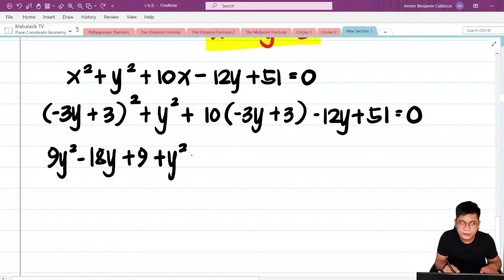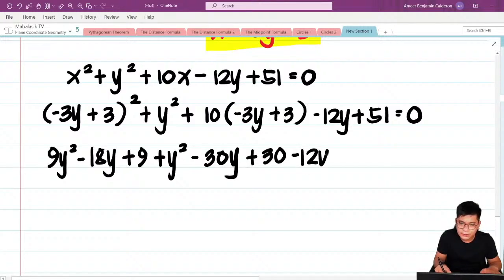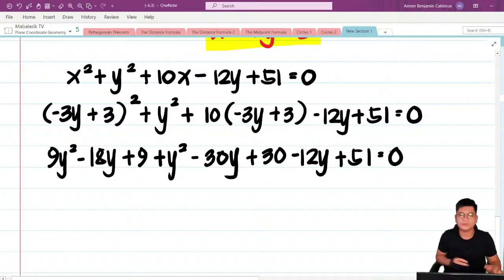So this is not a plus anymore. That's going to be a minus. So minus 30y. Bakit minus? Kasi it's a negative times a positive. So that's a minus. And then plus 30 minus 12y plus 51 is equal to 0.